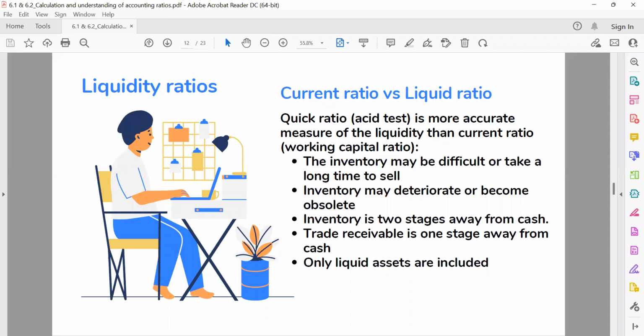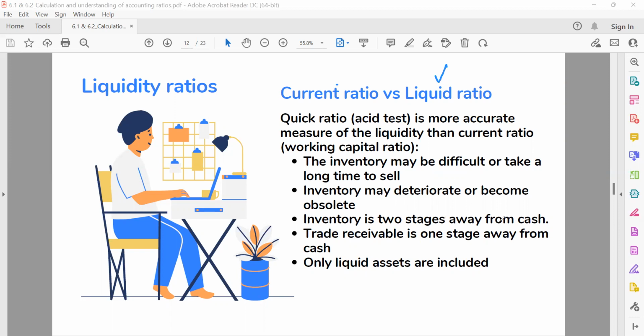Current ratio versus the liquid ratio. Why do we have 2 ratios to measure the ability of the business to pay off the short-term debt? Which one is better? Basically, liquid ratio is better than the current ratio to measure the liquidity. Quick ratio is a more accurate measure of the liquidity than the current ratio, working capital ratio, because the inventory may be difficult or take a longer time to sell. Inventory may deteriorate or become obsolete so that this value becomes useless.